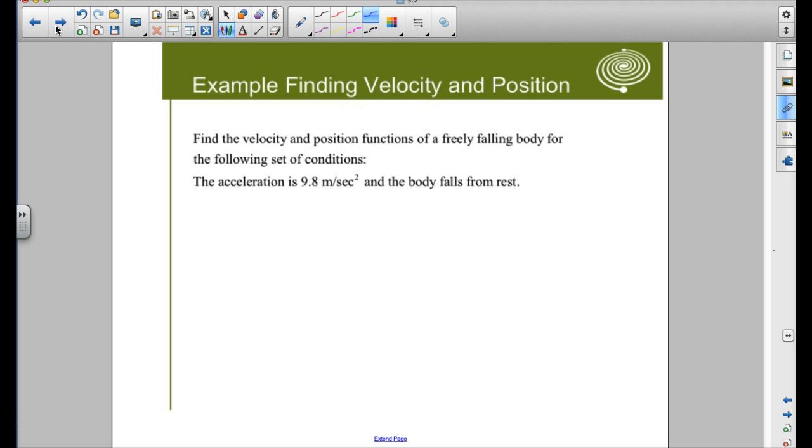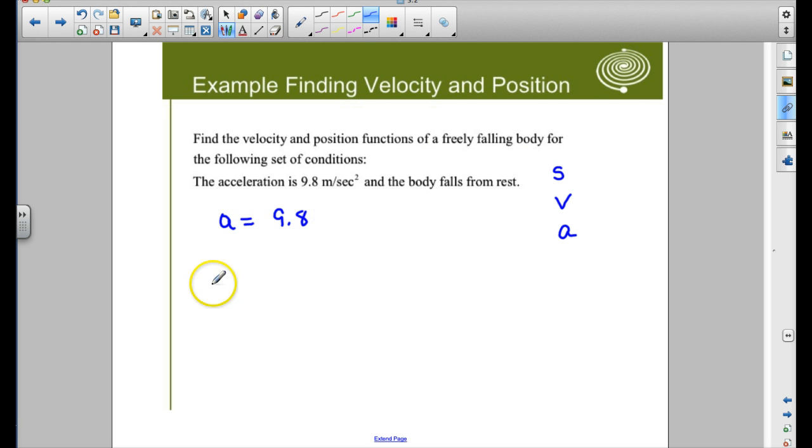So let's just do one example. Find the velocity and position functions of a free-falling body under the following conditions. The acceleration is 9.8 meters per second squared, and the body falls from rest. First of all, we know position, and the derivative of position is velocity, and the derivative of velocity is acceleration. So if we go backwards, it goes that way. We know on this problem that the acceleration is 9.8.